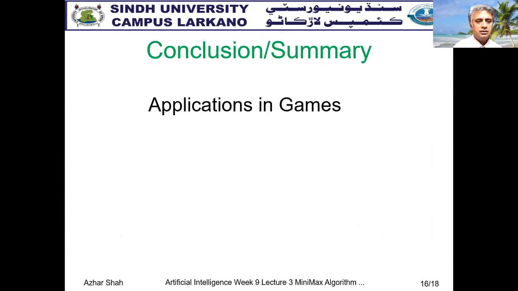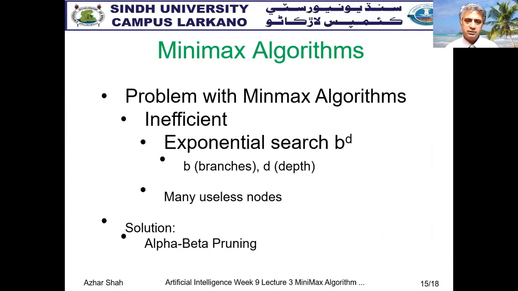These useless or redundant branches and nodes could be pruned, could be excluded with the help of alpha-beta pruning, which is an improvement in the minimax algorithm mechanism, and that we will be discussing in the next lecture, inshallah.